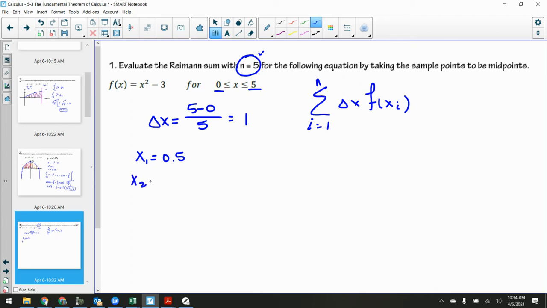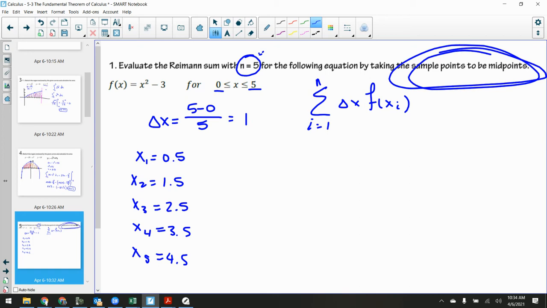And then I want to use 1.5, 2.5, 3.5, and 4.5. That's all I'm going to use, okay? Why do I start with the 0.5? Because my sample points are midpoints. If I wanted to use left points, I would start with 0: 0, 1, 2, 3, 4. If I wanted to use right endpoints, I would do 1, 2, 3, 4, 5. But I'm using midpoints. So I've got to start with the middle of my first interval. The interval is 1. I know I have to start with 0.5 and then continue up from there using intervals of 1. So 0.5, 1.5, 2.5, 3.5, 4.5.